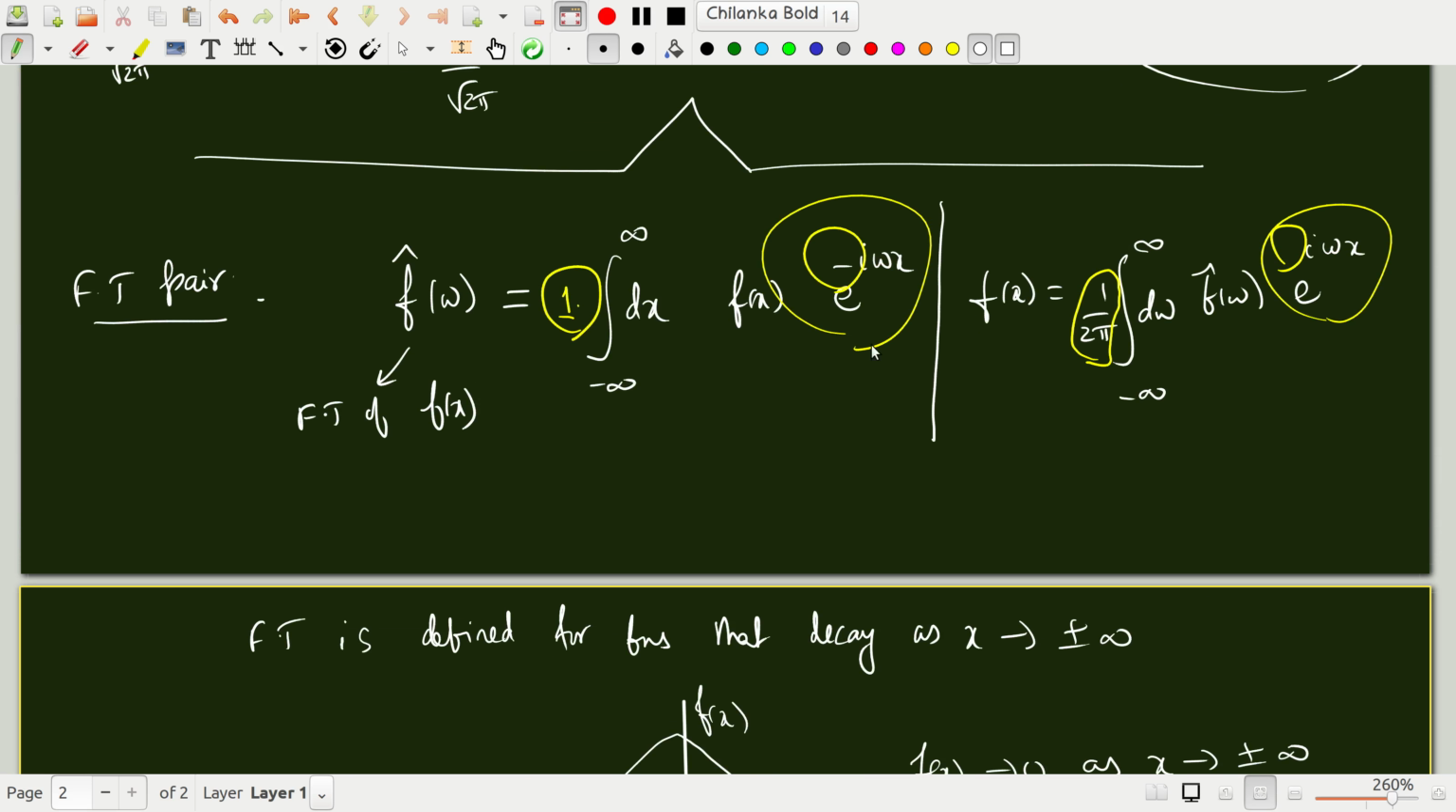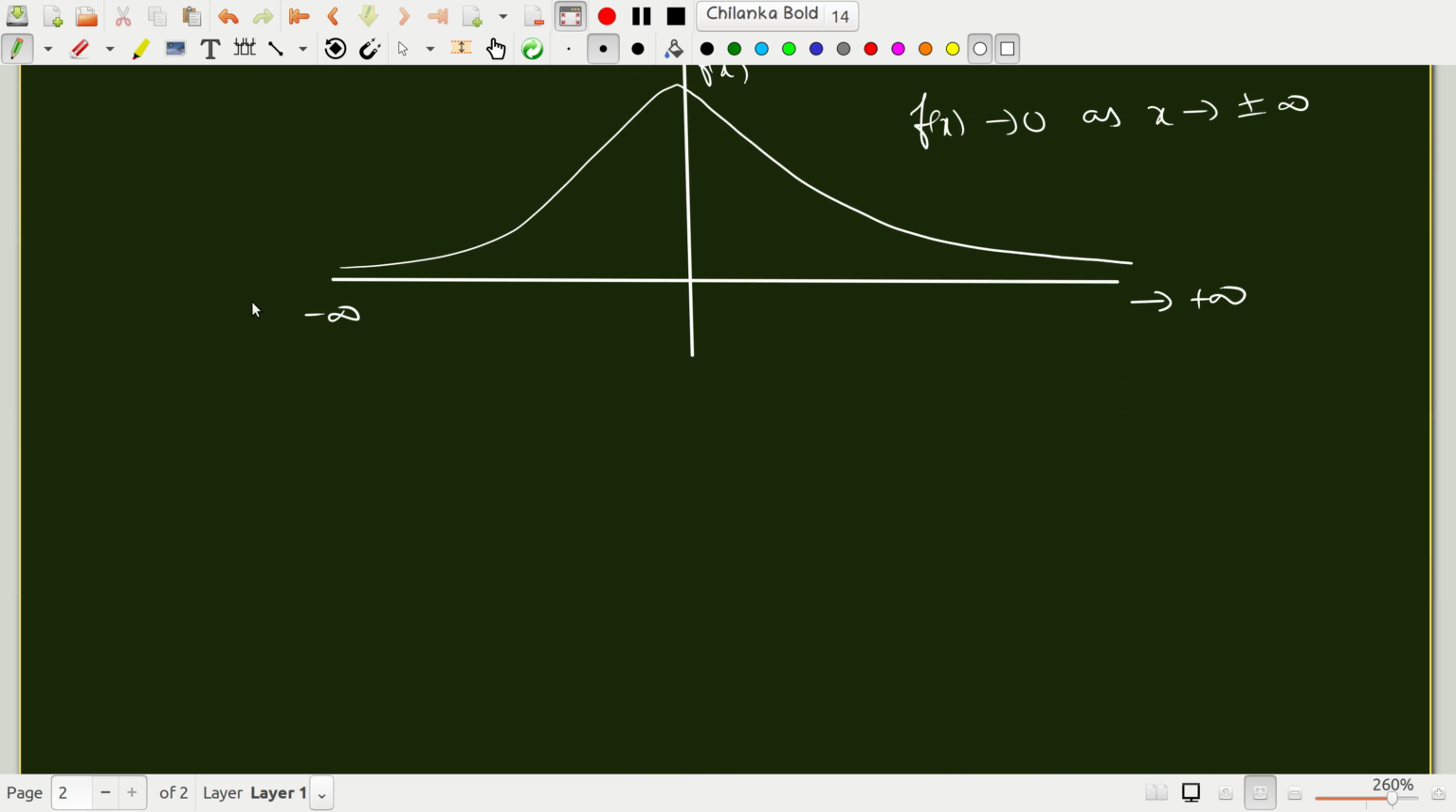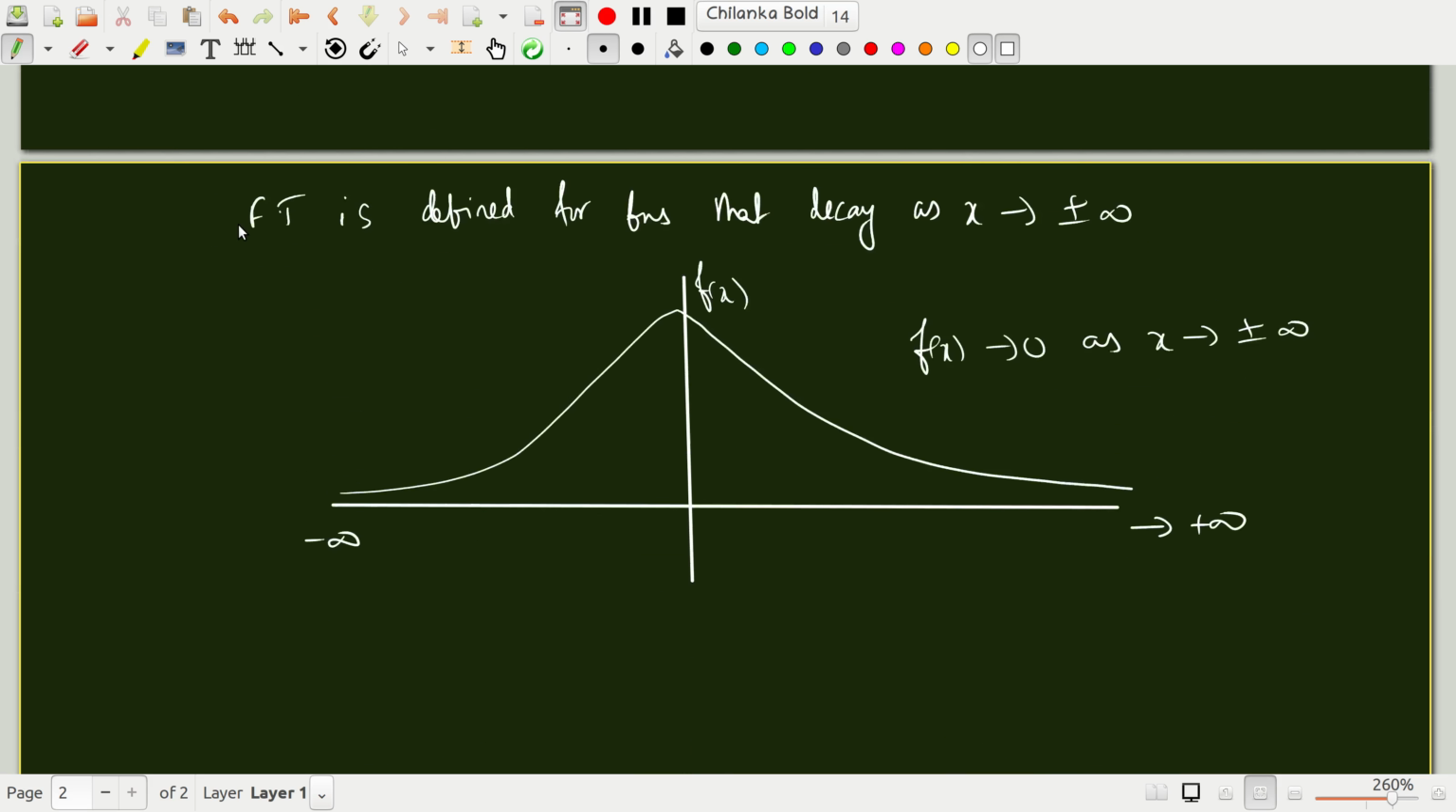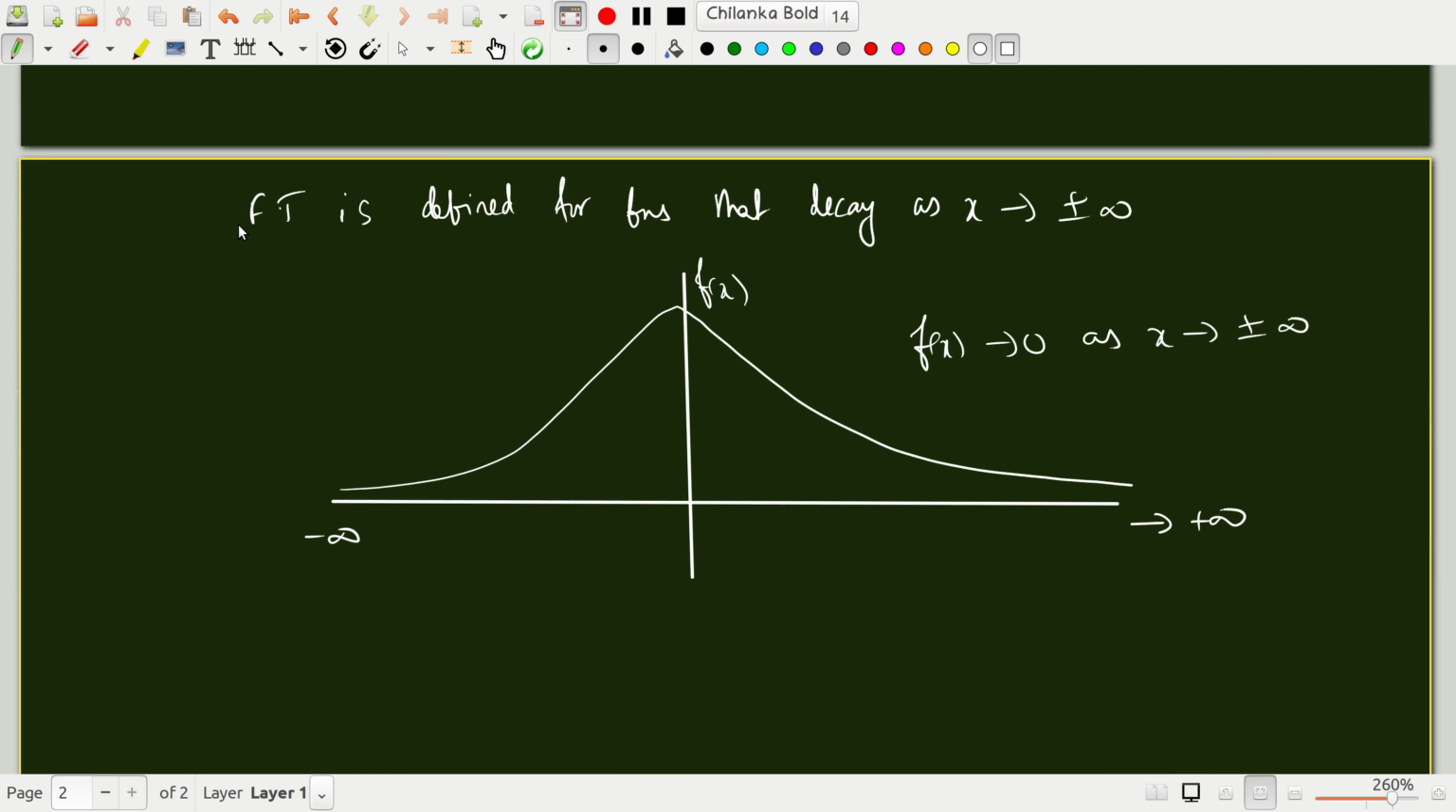The reason being that in order to find the Fourier transform of f of x, you are trying to integrate over minus infinity to plus infinity. That is, x is varying over the entire domain. That means that the function should not blow up as x goes to minus or plus infinity. So the Fourier transform is defined in some sense for well behaved functions. By well behaved, I mean functions that do not blow up as x goes to minus or plus infinity.